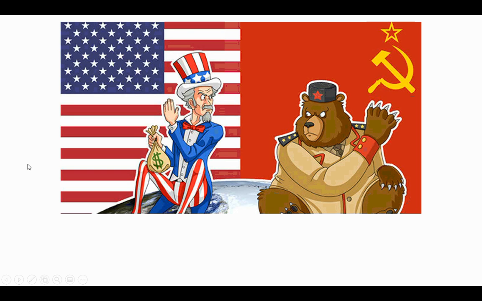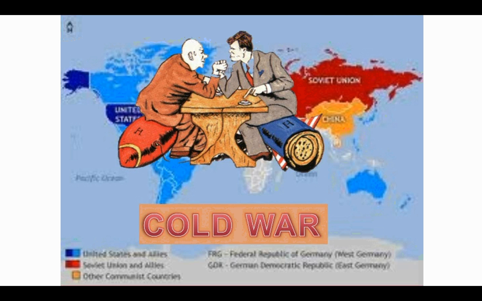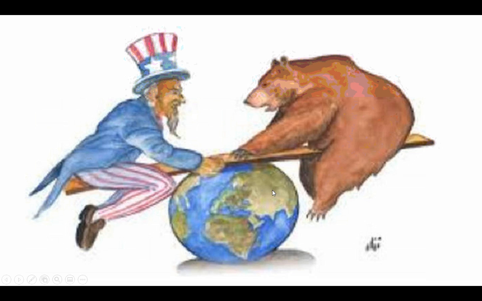So here's another picture of the Cold War. Which two superpowers do you see here? Well, on the left, in the west of the world, you see the United States and all of the allies and friends of the United States. And then on the right side, or in the east, you see the Soviet Union and all the allies and friends of the Soviet Union. Okay, here's another picture of the Cold War.